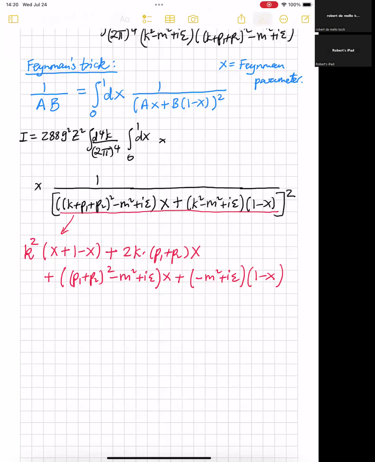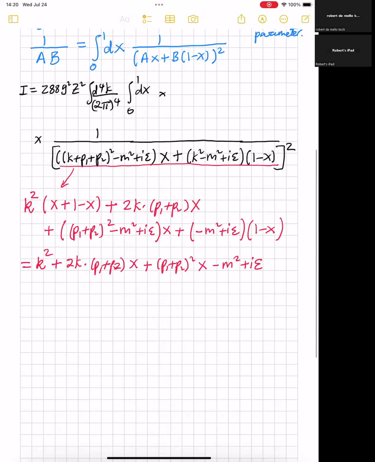Okay, so let's keep going with the evaluation of this Feynman diagram. So we're simplifying this expression that we got for the denominator. So we get k squared. Then we've got plus 2k dot (p1 plus p2) times x. And then we will have plus (p1 plus p2) squared times x. And then for the minus m squared plus iε, we can see that the x and the minus x cancel. So we just get minus m squared plus iε.